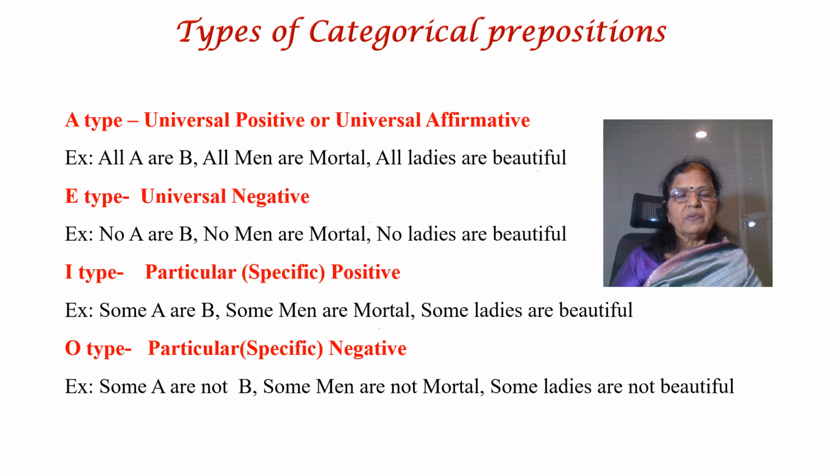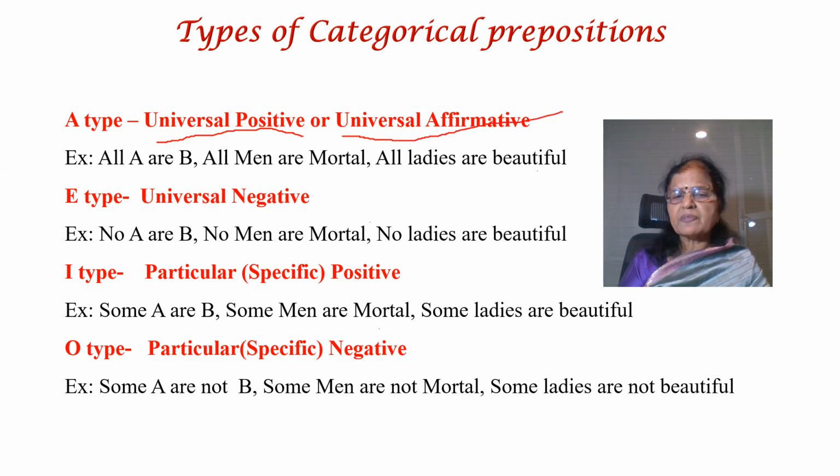Okay. Now we'll see. This is the easy way to remember. You know the vowels in English. What are the vowels? A, E, I, O, U. Same order. A, E, I, O. That's all. Only 4 types of categorical propositions are there. A, E, I, O. No U. So you need not remember that. Vowels. First 4 vowels. First one, A type, is universal positive, or otherwise known as universal affirmative.